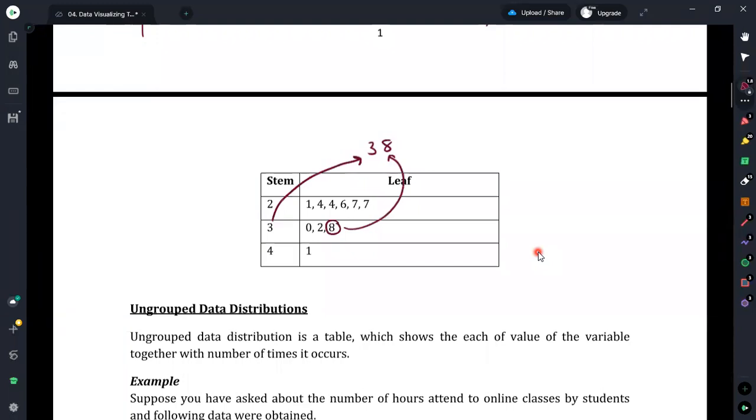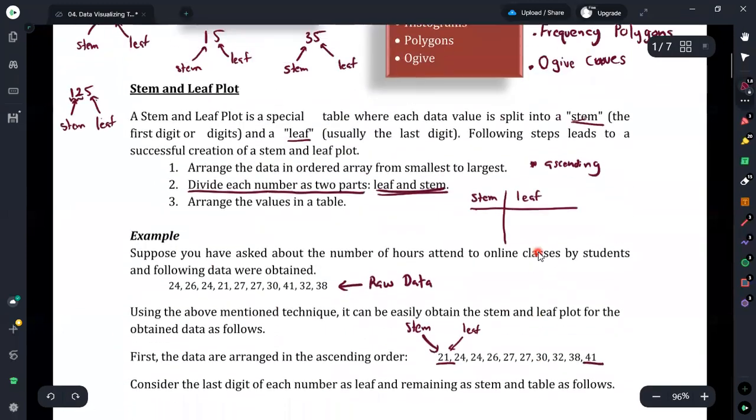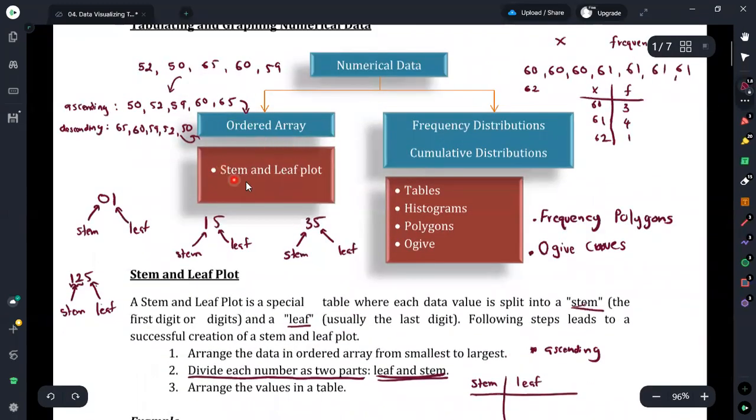Now we will move on to frequency distributions. We have discussed the stem and leaf plot for the ordered array of numbers, but this is not the only method we can use. There are several methods, but in this session I will take the stem and leaf plot as a data visualization technique for ordered arrays of numbers. Now we will move on to the data visualization techniques for frequency distributions and cumulative distributions.